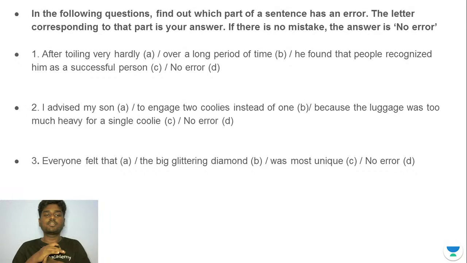The first question: Paranga, after toiling very hardly over a long period of time, he found that people recognized him as a successful person. Okay. Can anybody guess where is the actual error here? Which part has an error here? Anybody? I'm looking for the answers from the live chat, guys. Come on. Do respond, please.